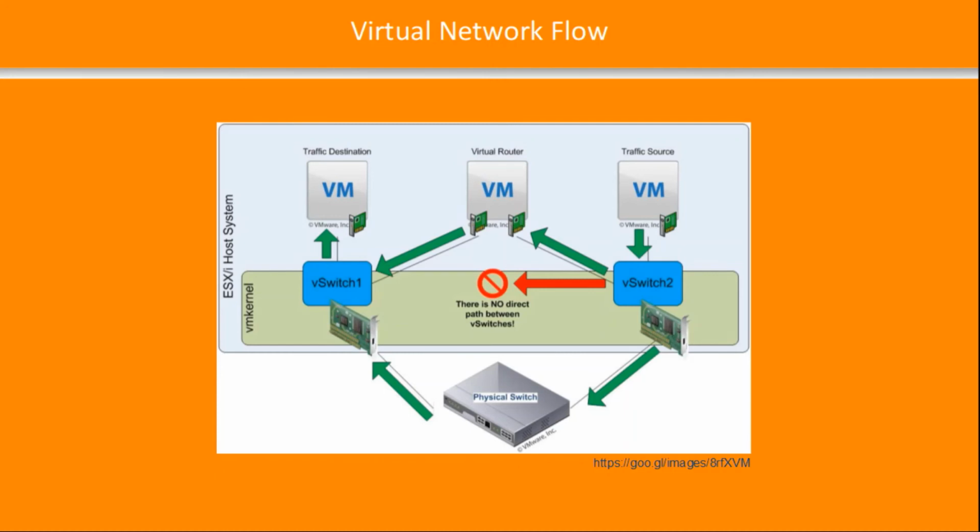This picture shows another important design rule, which is to not allow connectivity between two virtual switches on the same host. As you can see, this eliminates any type of looping and ensures that the network is reliable and issue-free.